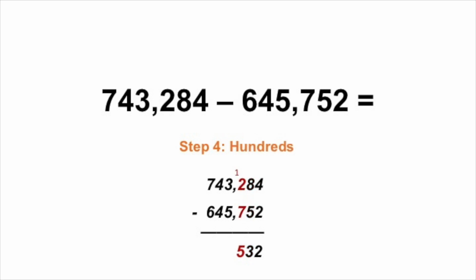Can't do. What do we need to do? Borrow. We need to borrow. So the 2 will become 12. So 12 minus 7 equals 5. You see, we borrow the 1, make it 12. But then the 3 in the thousands column becomes 2. So 2 minus 5? Can't do. We need to borrow again. 12 minus 5 equals 7.